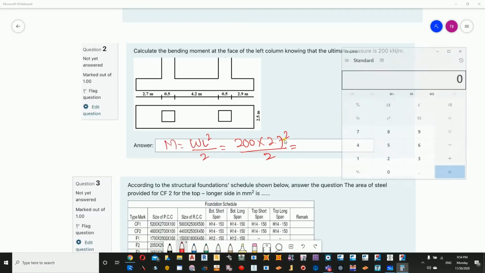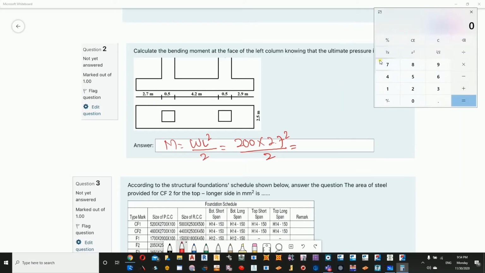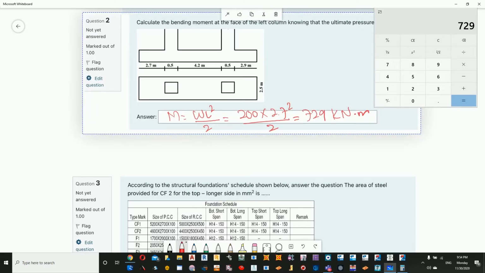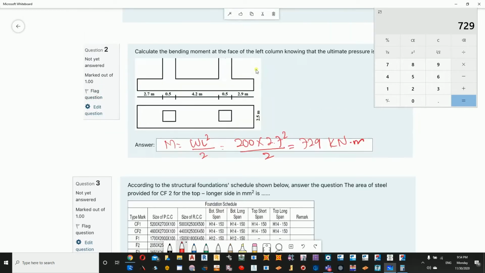So if we open our calculator, 200 multiplied by 2.7 multiplied by 2.7 divided by 2. So our answer is 729 kilonewton meter, taking into account that I'm solving with you.